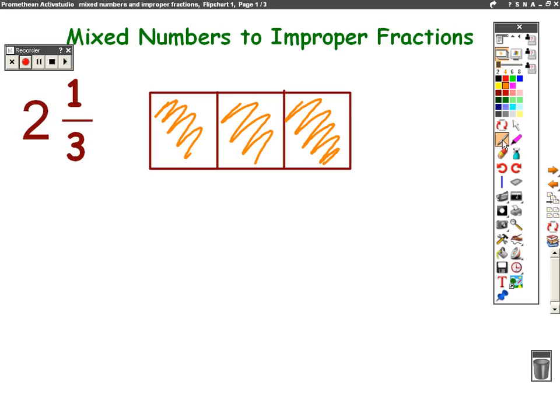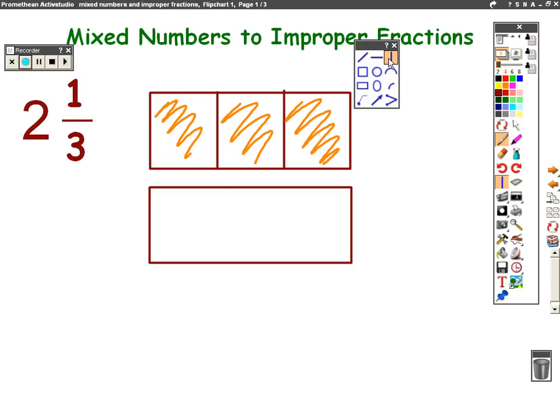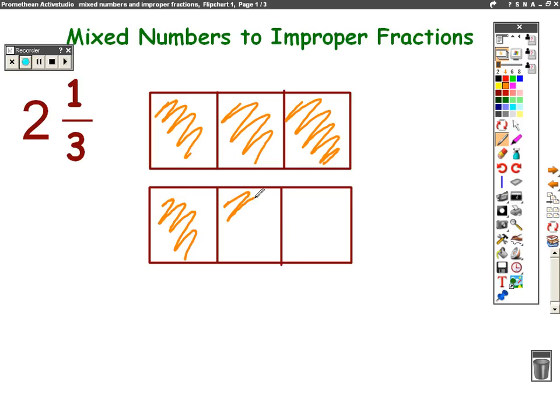So I need to go and create a second fraction bar. I need again to split into 3 equal parts. And then I need to shade it in. This will be my second whole. So I've shaded my 2 wholes.